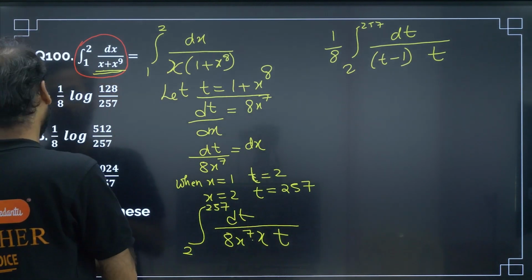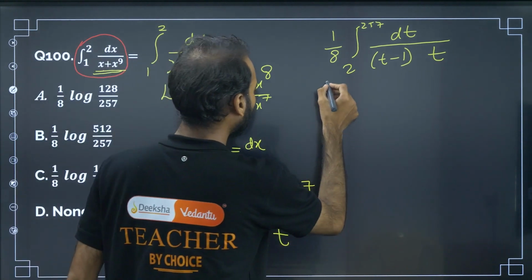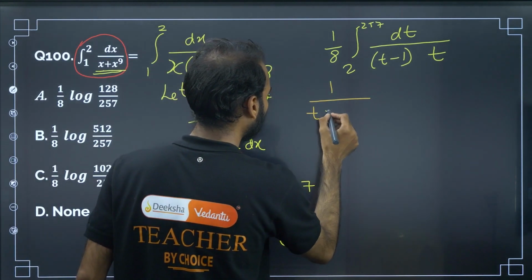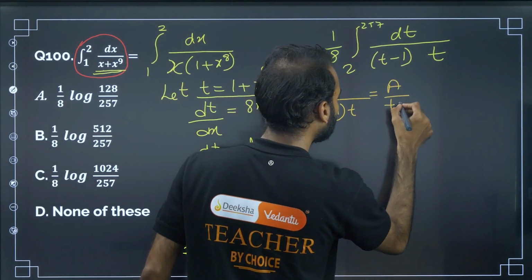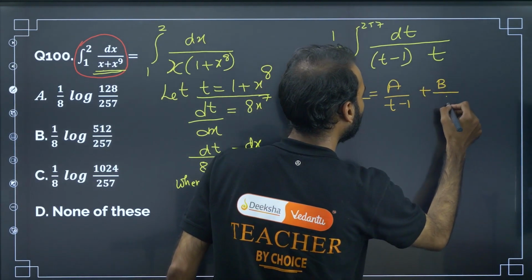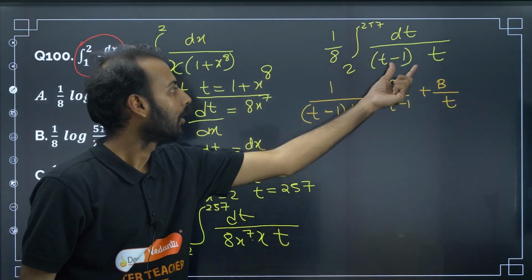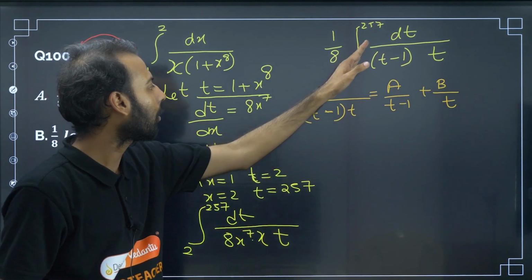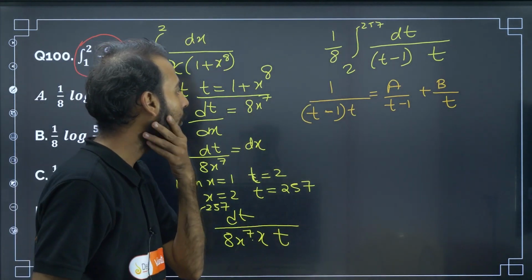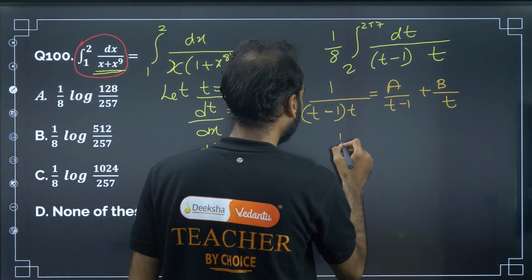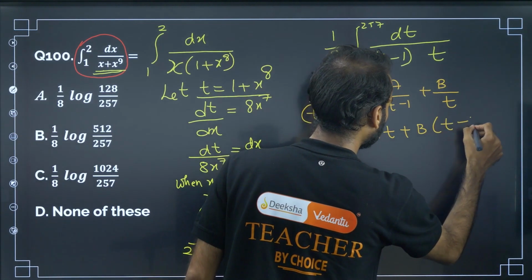Now after this, for partial fractions, if you have knowledge, then it is a good thing. If you don't know, as much as possible, I am explaining. 1 by t minus 1 dot t can be written as a divided by t minus 1 plus b divided by t. So I am writing this 1 by t like this. Integration of this thing is the same as integration of this thing. Now how to start? Let me take the LCM. 1 is equal to a t plus b times t minus 1.